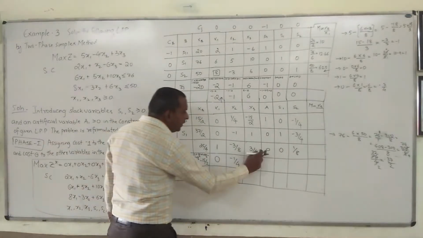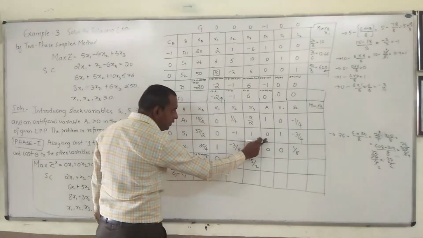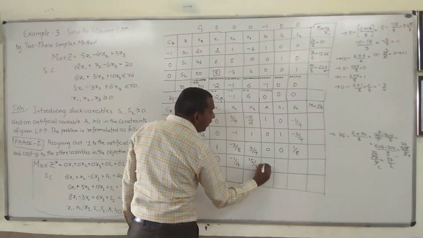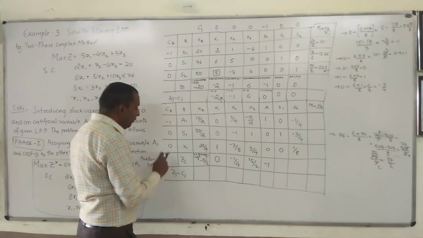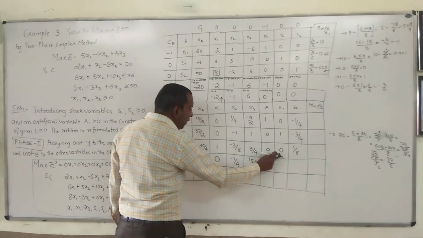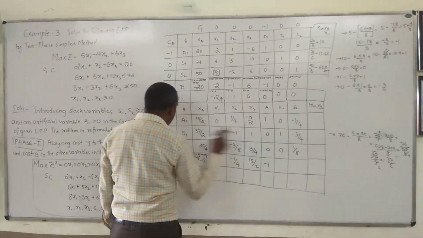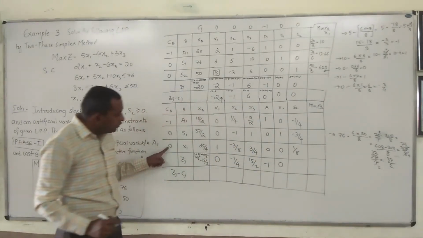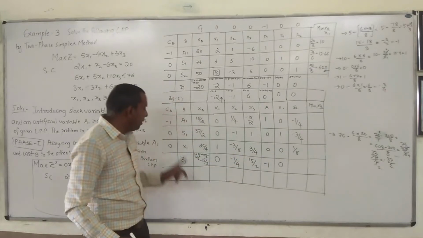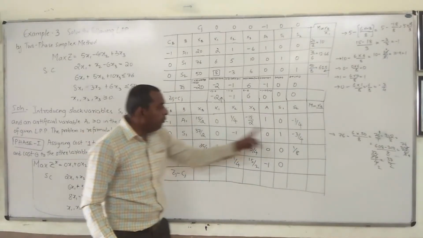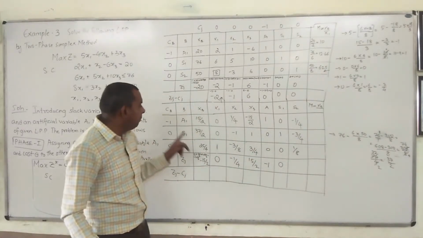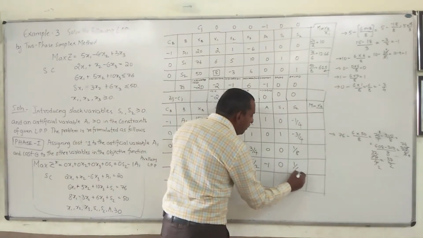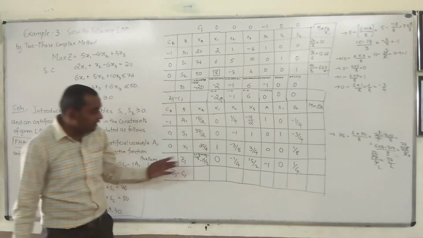Next one is this into this is 0, this into this is 0, whereas minus 1 into 1 is minus 1. Followed by this and this is 0, this into this is 0, again this into this is 0, the whole thing is 0. Now 0 into 1 by 8 is 0, plus 0 into minus 3 by 4 is 0, plus minus 1 into minus 1 by 4 is total 1 by 4. So we got the ZJ value.